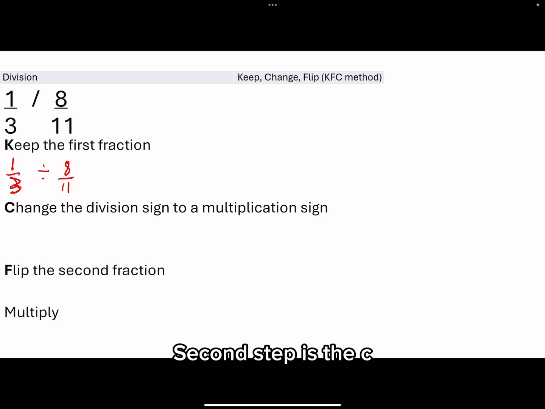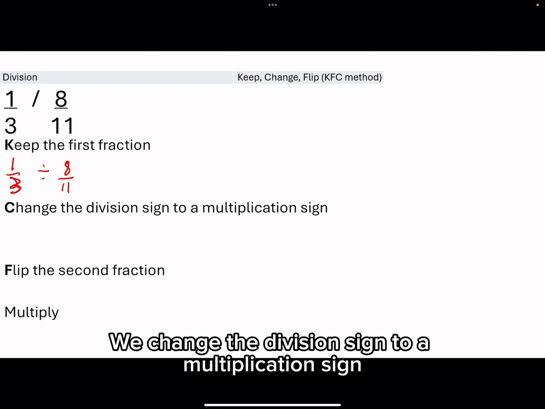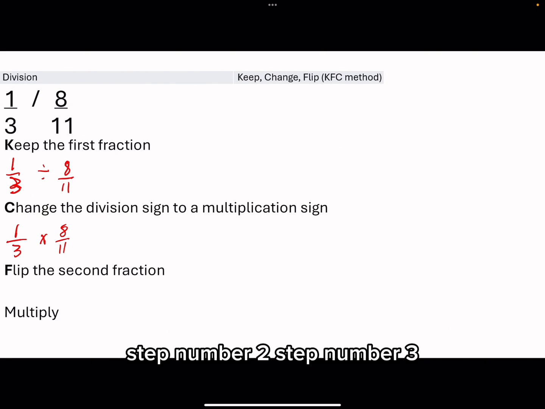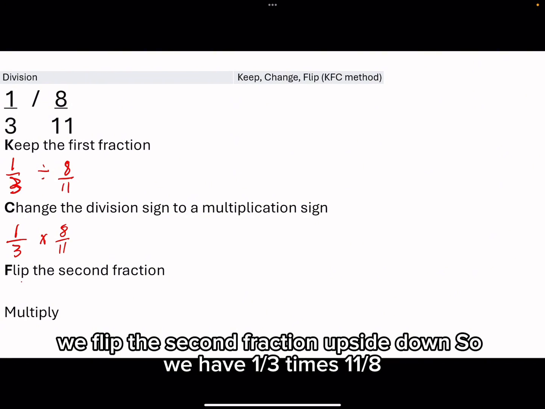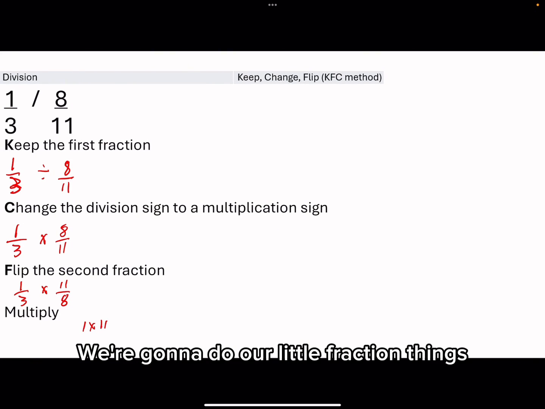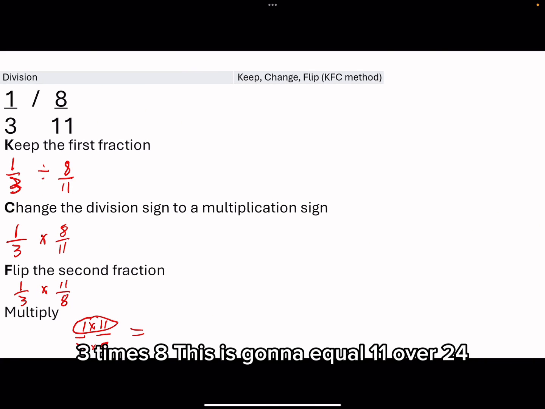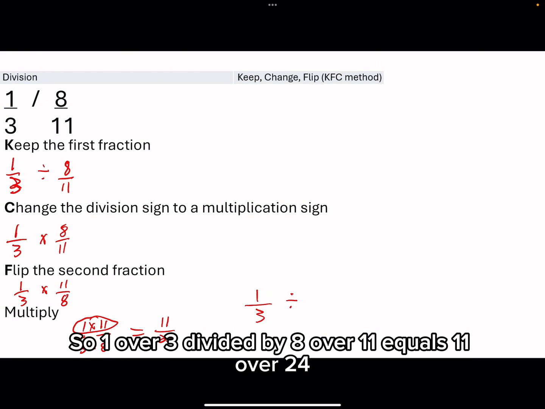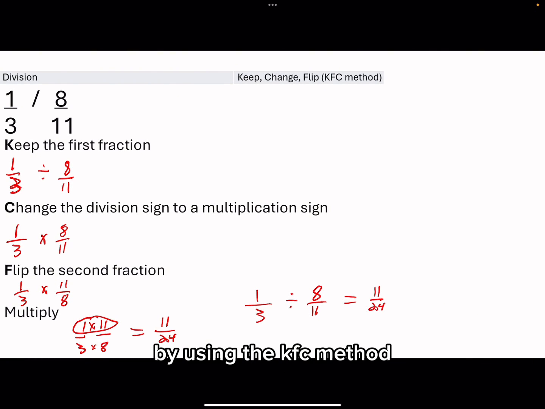Okay. Second step is the C. We change the division sign to a multiplication sign. 1 over 3 times 8 over 11. Okay. Step number 3, we flip the second fraction upside down. So we have 1 over 3 times 11 over 8. Now we just multiply like we did before, so we have 1 times 11 over 3 times 8, which is going to equal 11 over 24. So 1 over 3 divided by 8 over 11 equals 11 over 24 by using the KFC method.